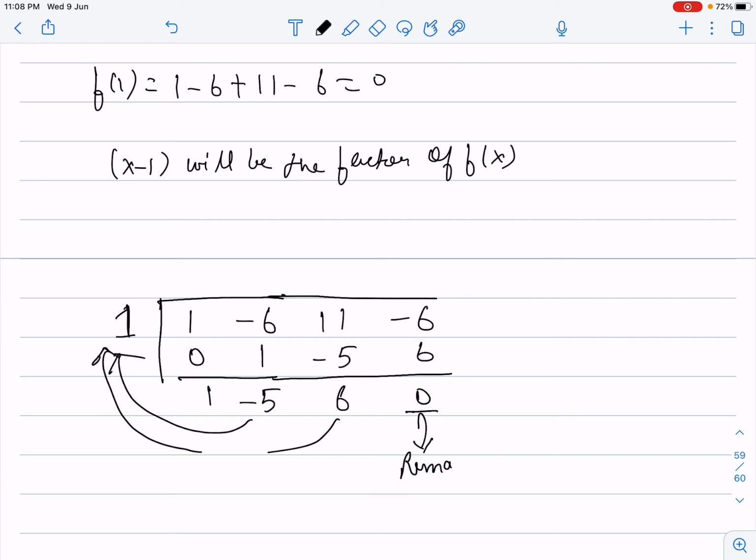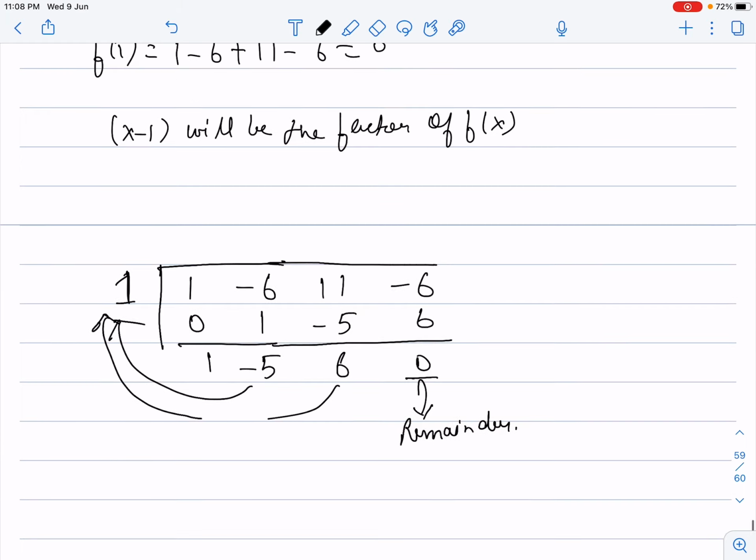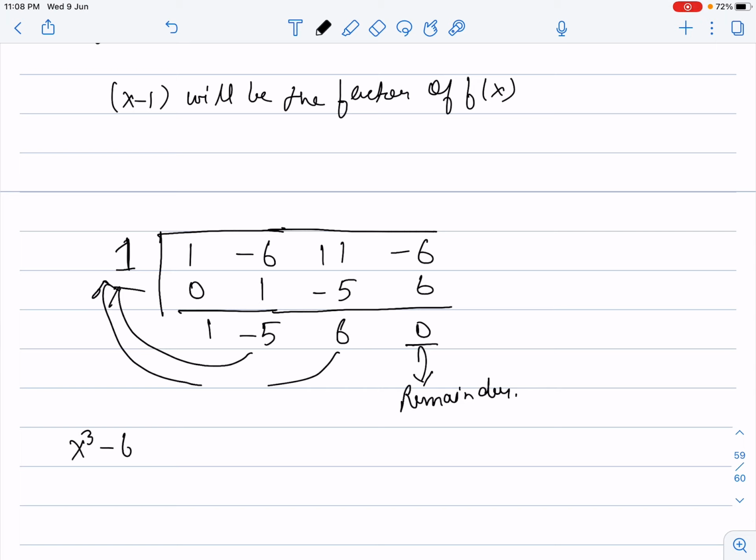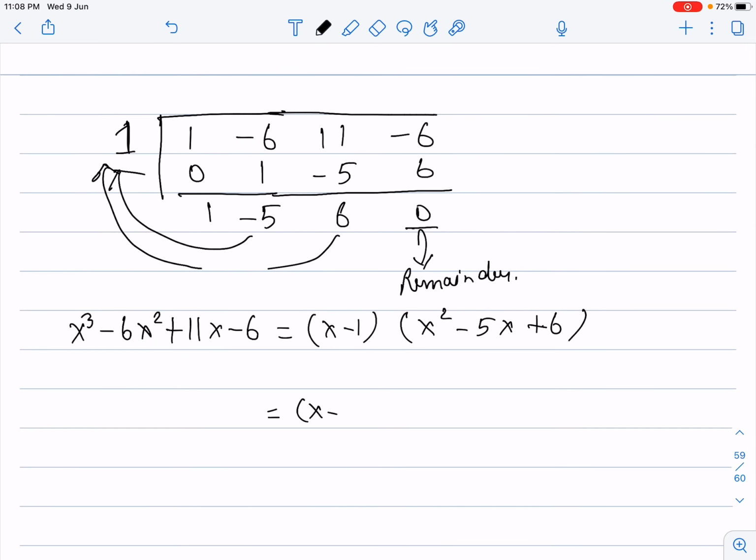Remainder. So upon dividing x cube minus 6x square plus 11x minus 6 by x minus 1, we will be getting what? x square minus 5x plus 6. Hope you guys would have got my point. Now let's factorize it further. I can write x minus 1 multiplied by x minus 2 into x minus 3.